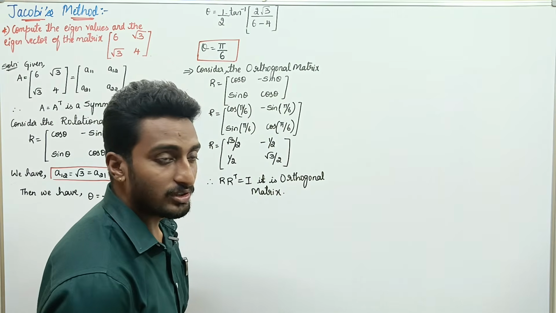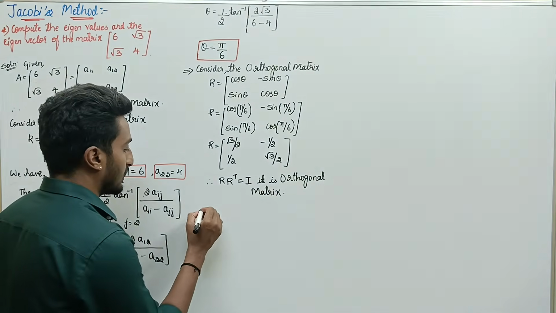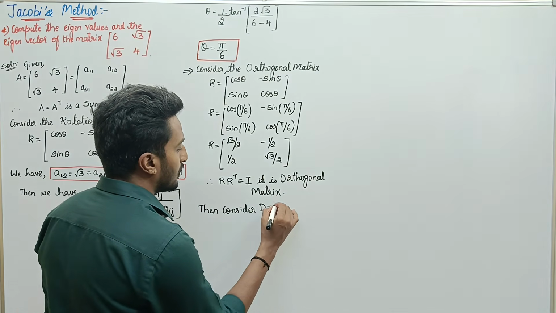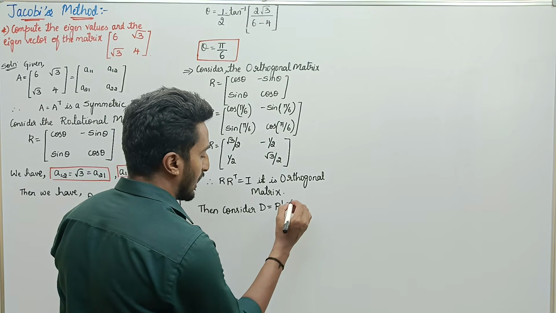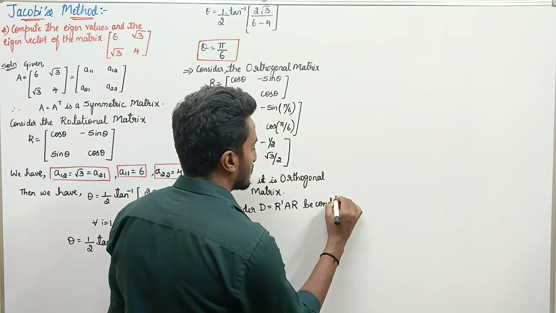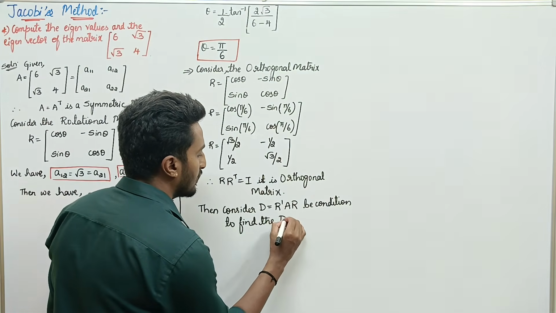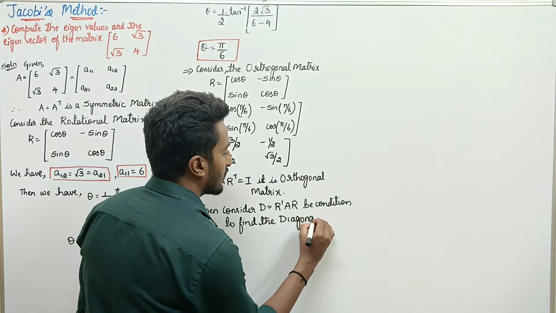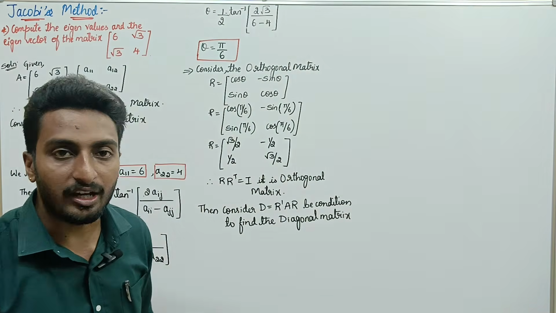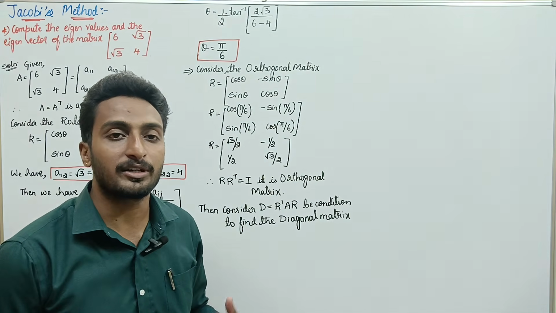Then after finding the orthogonal matrix, the next procedure is to find the diagonal matrix. Then consider D equal to R dash A into R, be the condition to find the diagonal matrix. Okay, done. Now, what do you mean by diagonal matrix? Except the diagonal elements, the upper triangular elements and the lower triangular elements should be 0.